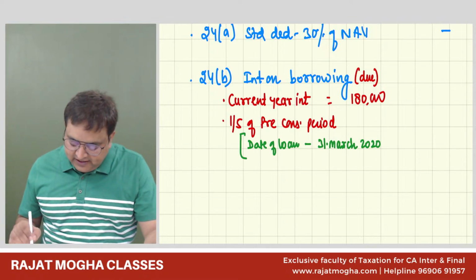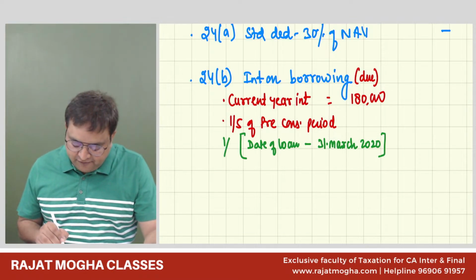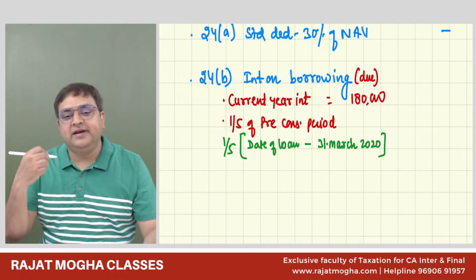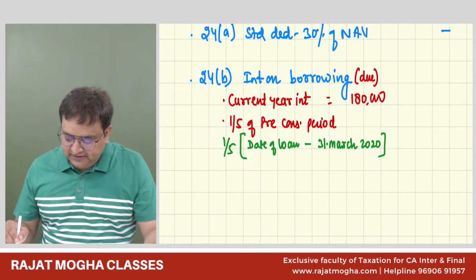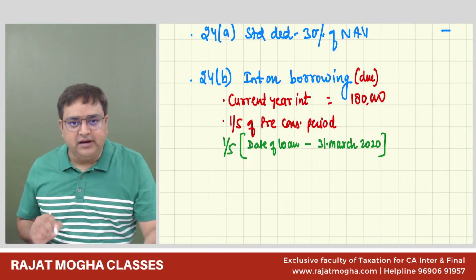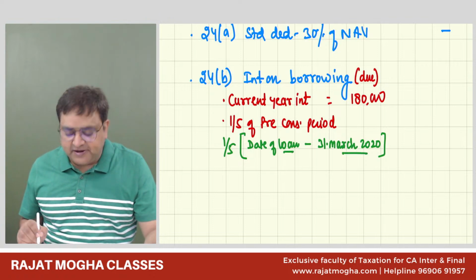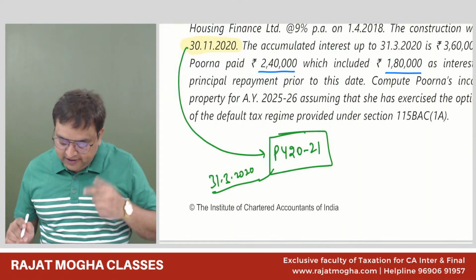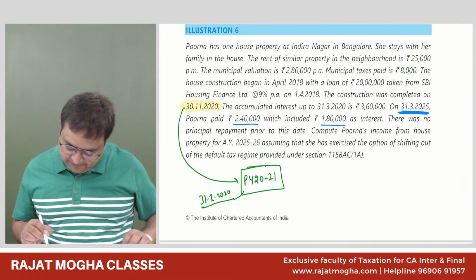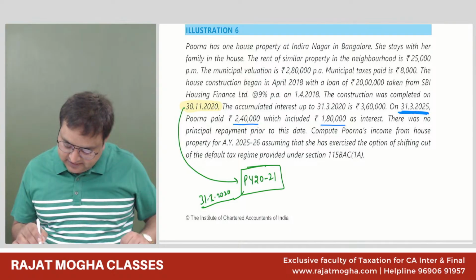Whatever is the interest for this period, we have to take 1/5 of it. Sometimes we need to calculate, sometimes they will give us directly. Actually in this question, they have given us directly. We have to take the interest from the date of loan till 31st March 2020, and they have given this directly to us. See this line.